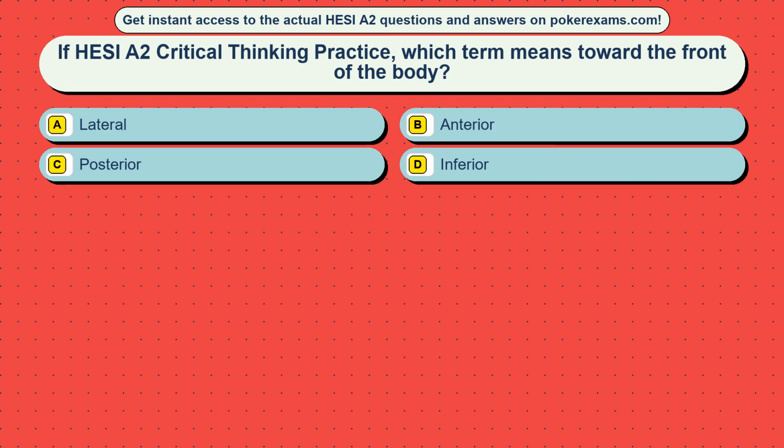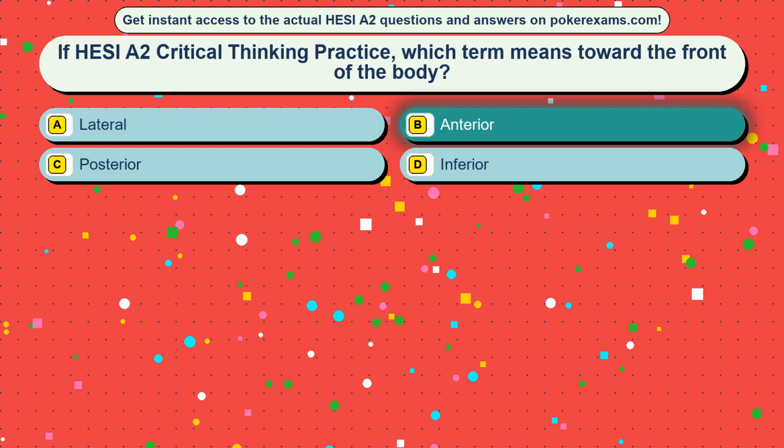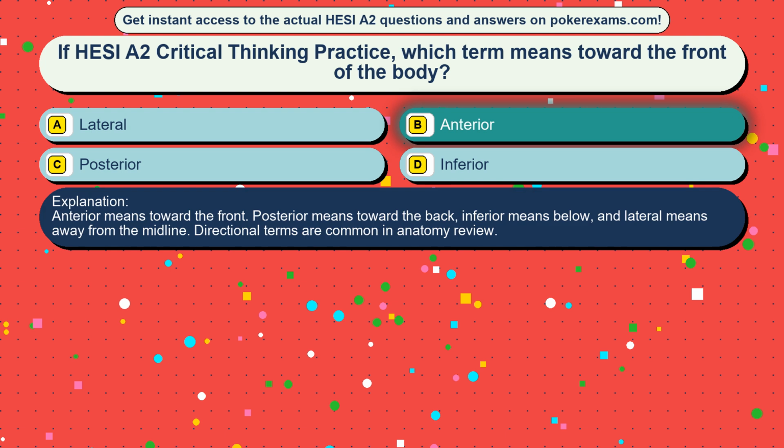Question 40. If HESI A2 critical thinking practice, which term means toward the front of the body? Option A lateral, option B anterior, option C posterior, option D inferior. The correct answer is option B, anterior. Anterior means toward the front, posterior means toward the back, inferior means below, and lateral means away from the midline. Directional terms are common in anatomy review.